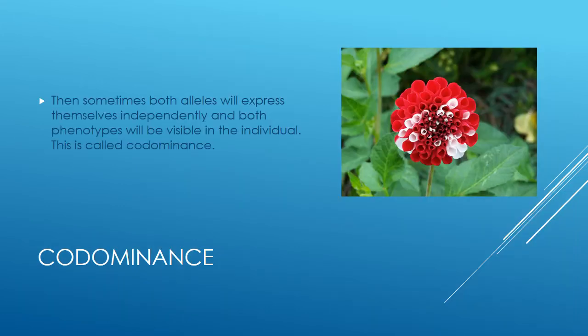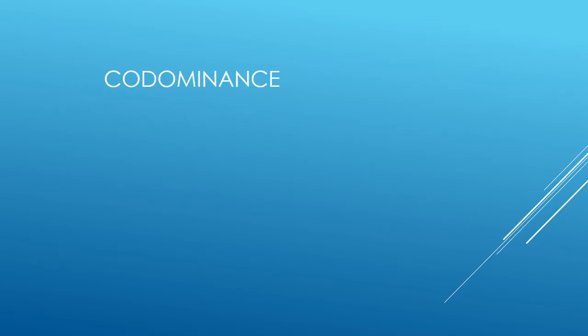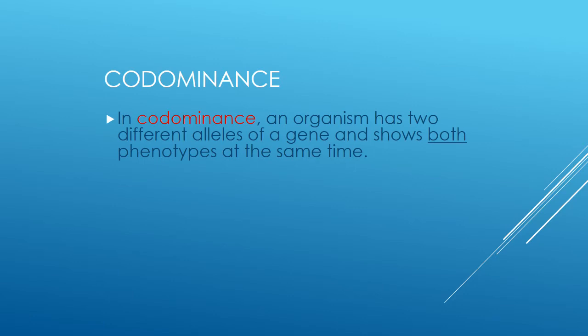All right, codominance. Sometimes both alleles will express themselves independently, and both phenotypes will be visible in the individual, and that's what codominance is. So it's a shared dominance. Both appear, and you can see that both white and red are in this flower. Okay, so codominance, just by definition, is an organism that has two different alleles of a gene. If it has two different alleles for a gene, it shows both of those phenotypes at the same time. They don't blend, they both show up.